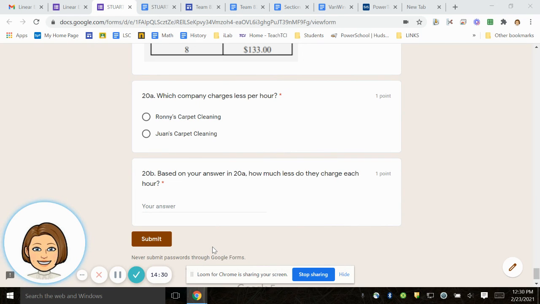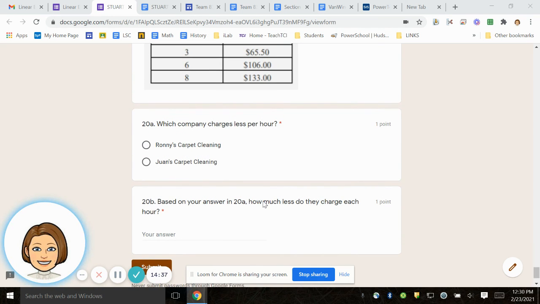And finally for 20B, based on your answer in 20A, how much less do they charge each hour? So whoever's charging less, how much less than the other guy?